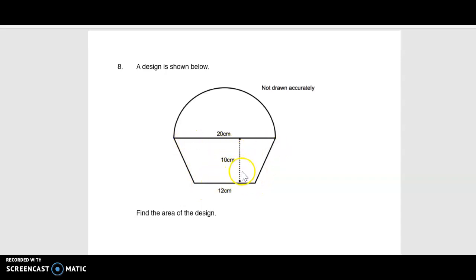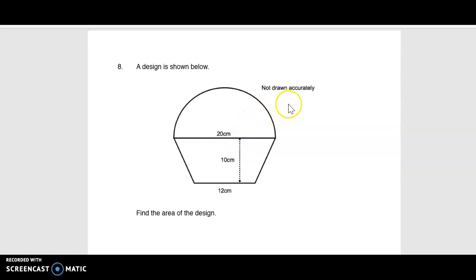So you need to know the area of a semicircle, which is half the area of a circle, and you need to know how to work out the area of a trapezium, and then you would add these two together to find the area of the design. So if you know those two, you want to pause it and have a go and then watch the answer. I'll give you a few more hints. Okay, so pause and have a go.